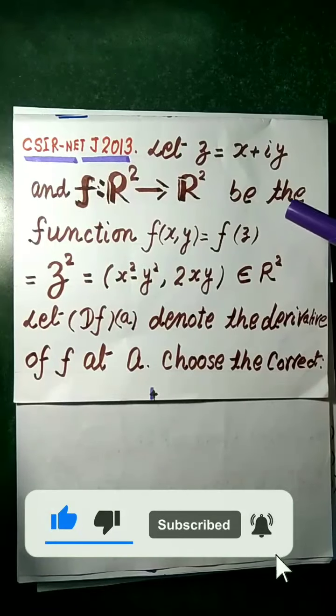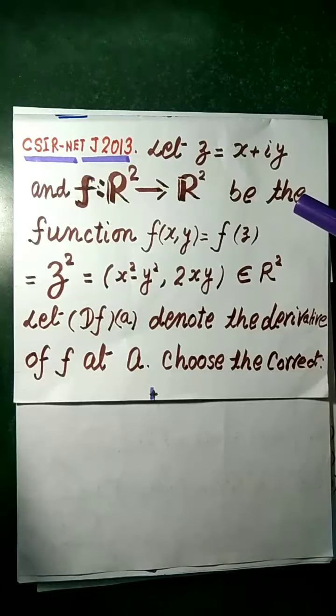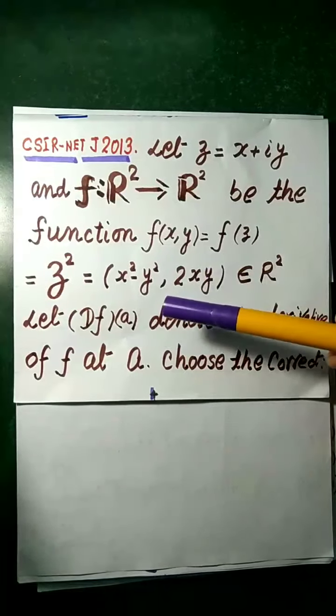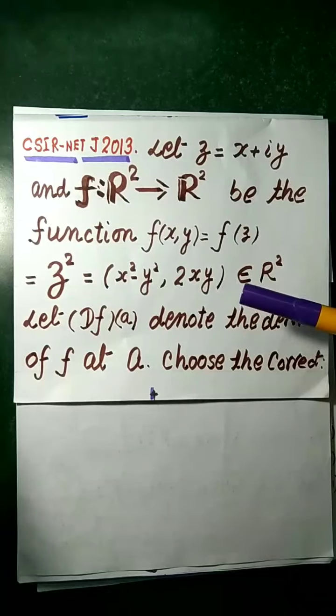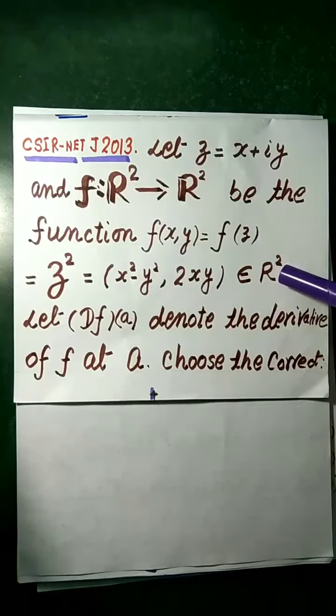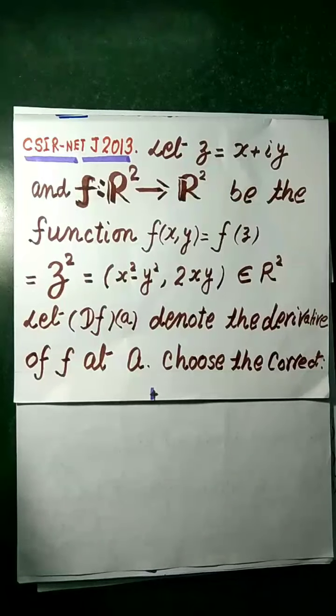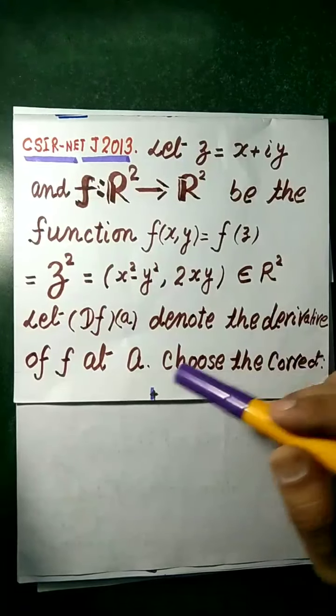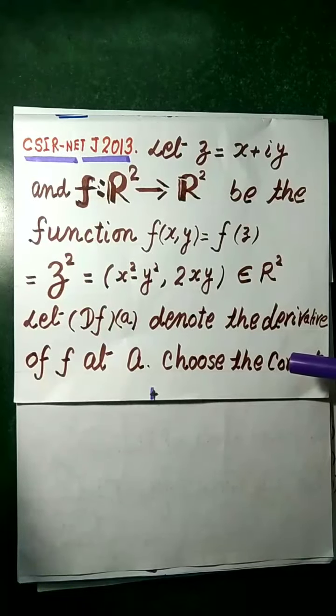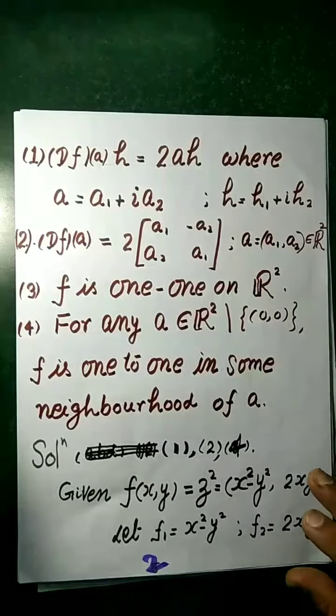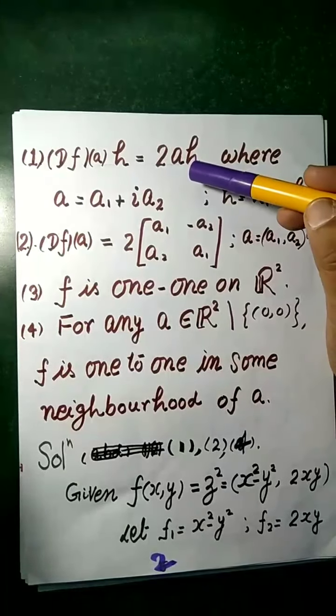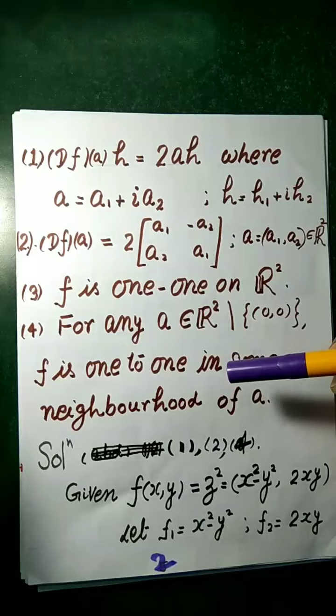This is the question: let z equals 2x plus iota y, where the function f from R2 to R2 is given by f(z) = z squared, that is, z squared equals x squared minus y squared plus 2xy i, for (x, y) belongs to R2. Let Df(a) denote the derivative of f at point a. Choose the correct option. These are our options: 1, 2, 3, 4. These are the options we have to select.